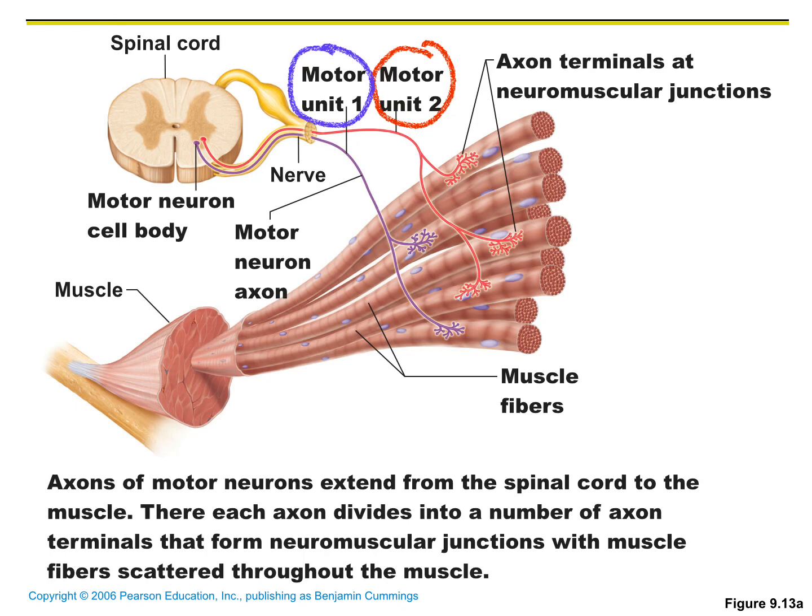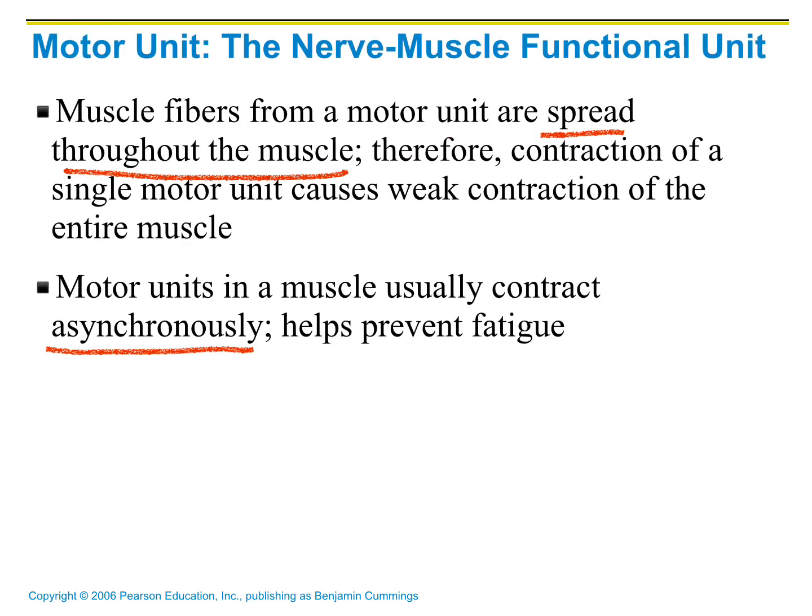So for motor unit 1, both of those fibers. For motor unit 2, those 3 fibers will contract completely if that motor unit is stimulated. All right, so a couple of key aspects about these motor units. The fibers from that motor unit, they're not all packed together. They're spread throughout the muscle, so you get a smooth, homogeneous contraction.